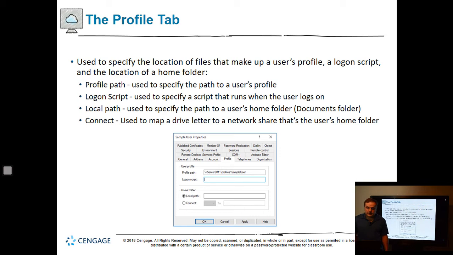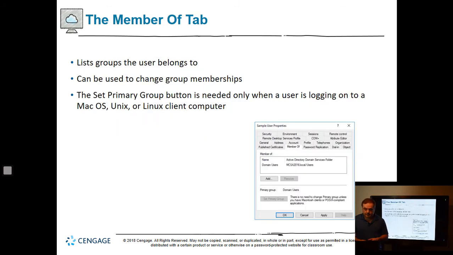Profile tab, used to specify location of files that make up a user's profile. So when you log into a computer, say onto a domain, then you are going to automatically create a profile on that local computer. Instead of having it on the local computer, if you wanted to, you could have it on a server. And the good thing about that is no matter where you go, no matter what computer you log on to, that profile will download. So you'll have the same look and feel on every single computer you log on to. The only downside is if you save a whole lot of documents into that profile, then it may take a long time to download every time you change computers.